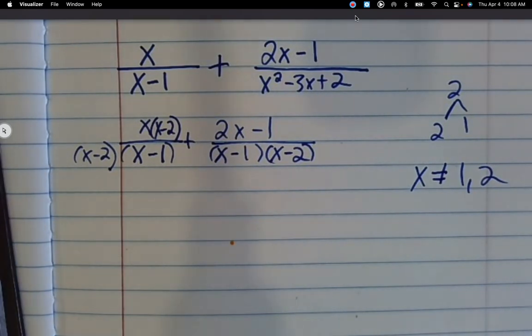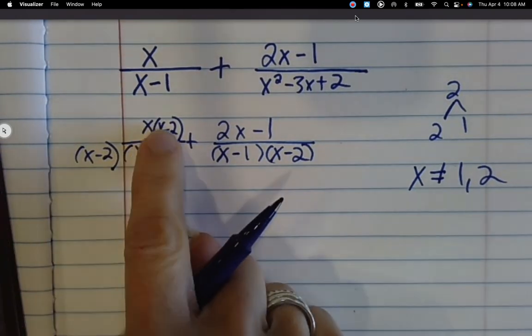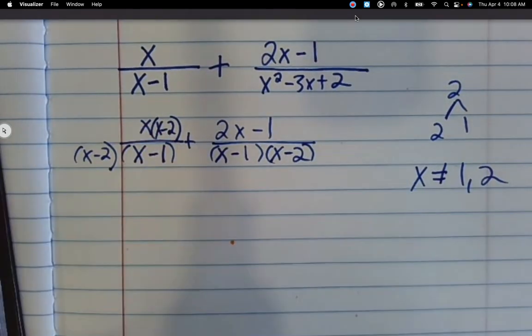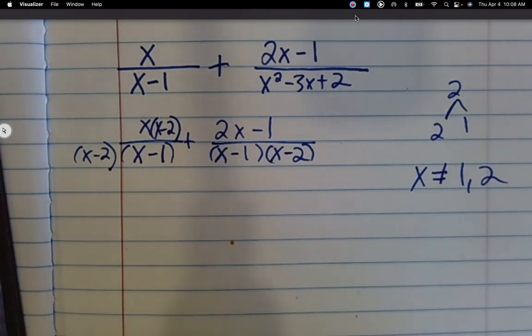Now, the numerators, though, I'm ready to combine everything up top. But what do I need to do with this X first? Distribute it. Okay? Now, my denominators, like I said, they're simplified. They're factored out. Let's leave them. I've got to prepare, though, to combine the numerators, because that's what Lily asked about. What did we do with that 3 and that 4? We added. We got 7.